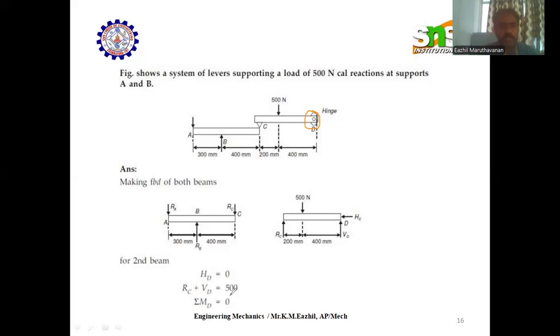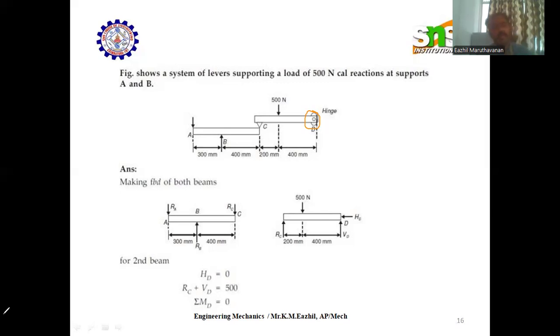To identify the horizontal force, the given system is in equilibrium. Therefore, sigma Fx, sigma Fy, and sigma M are all equal to 0. So the horizontal force will be 0 here, since no other horizontal force acts. The second equation is for vertical: RC in the upward direction and VD in the upward direction, and minus 500 in the downward direction, equal to 0. By equating, RC plus VD is equal to 500, let it be equation 1.